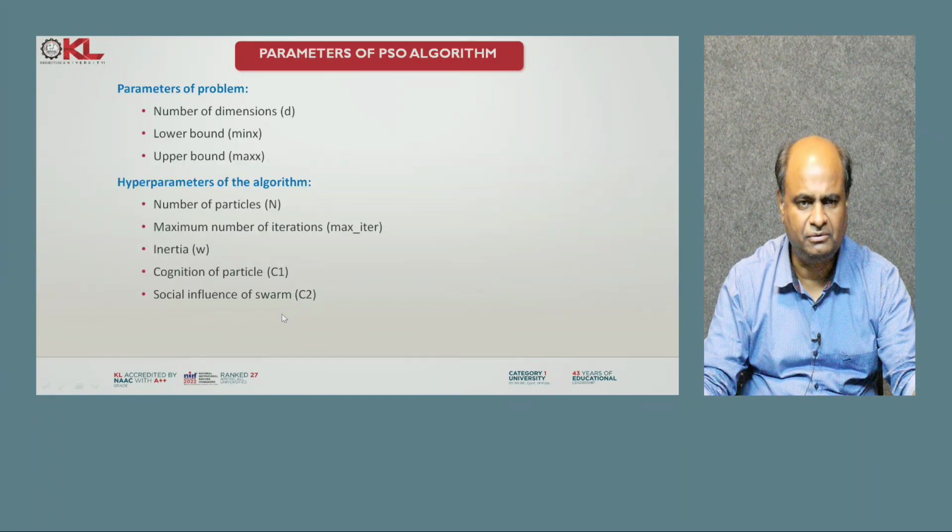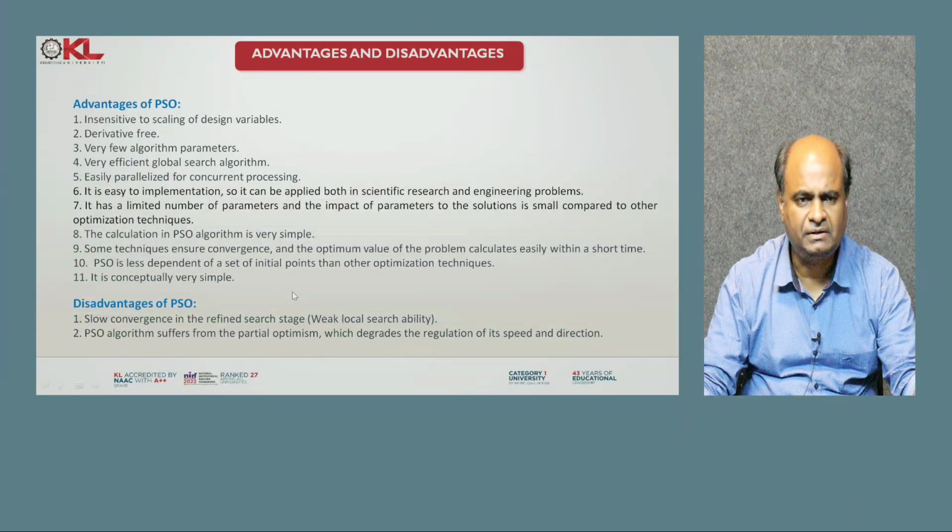Then what are the parameters of the PSO algorithm? The problem parameters are the number of dimensions D, lower bound min x, upper bound max x. And hyperparameters of the algorithm: the number of particles, how many particles you are selecting, the maximum number of iterations, inertia W, that is the stable state condition of the particle, C1, which is a constant that depends on the users, and the social influence of the swarm, C2. These two values, C1 and C2, are generally given randomly or based on previous experience if other algorithms have been implemented. And the random number, you can put any random number to generate the direction for the particles.